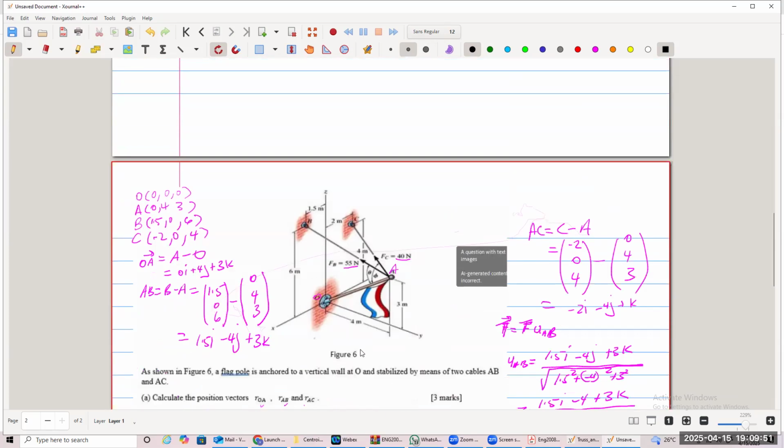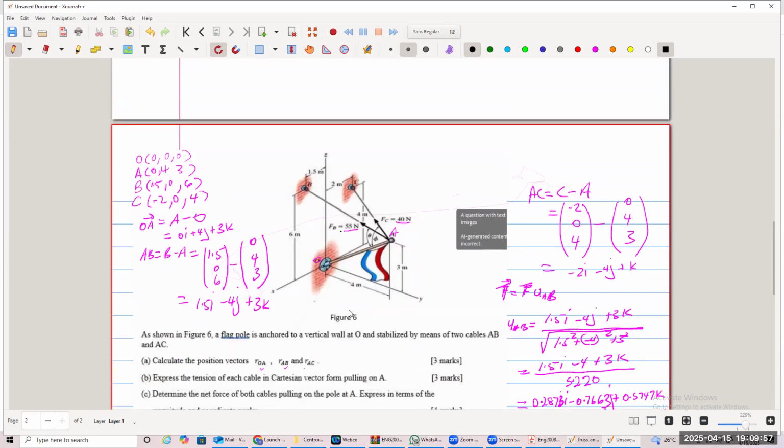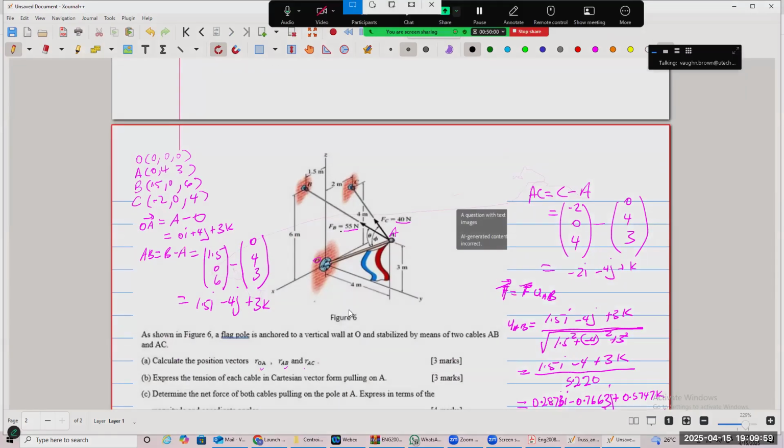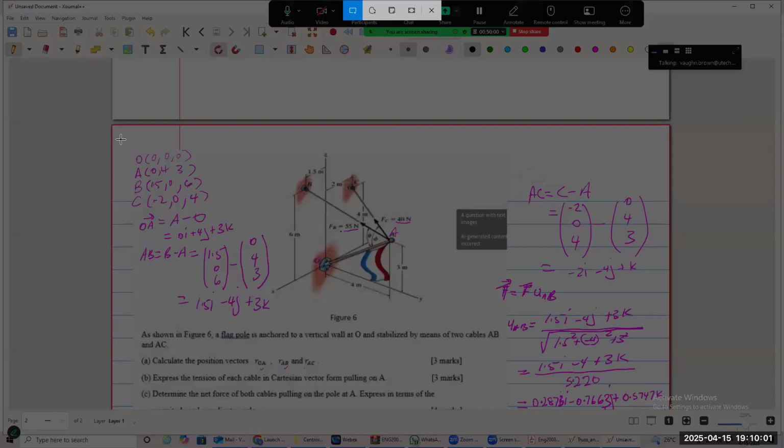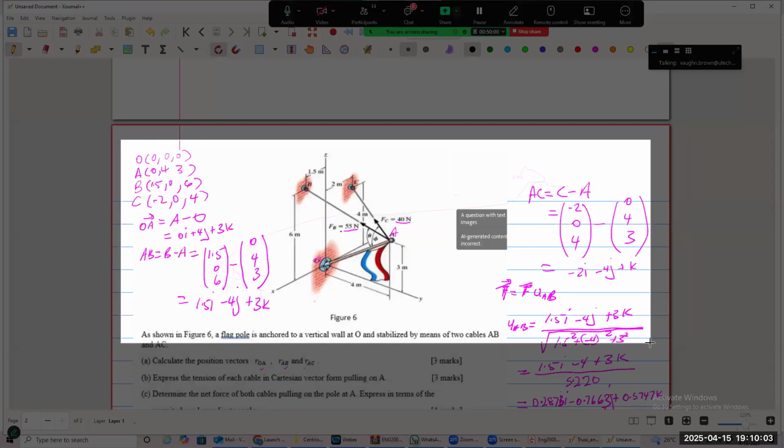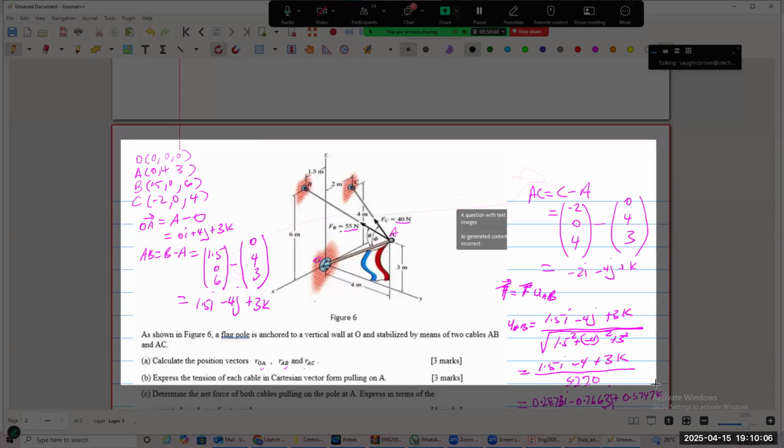So let's just take the figure, and we have this figure here with these values so we can work with them, right? So make life easier. You have the position vector already.